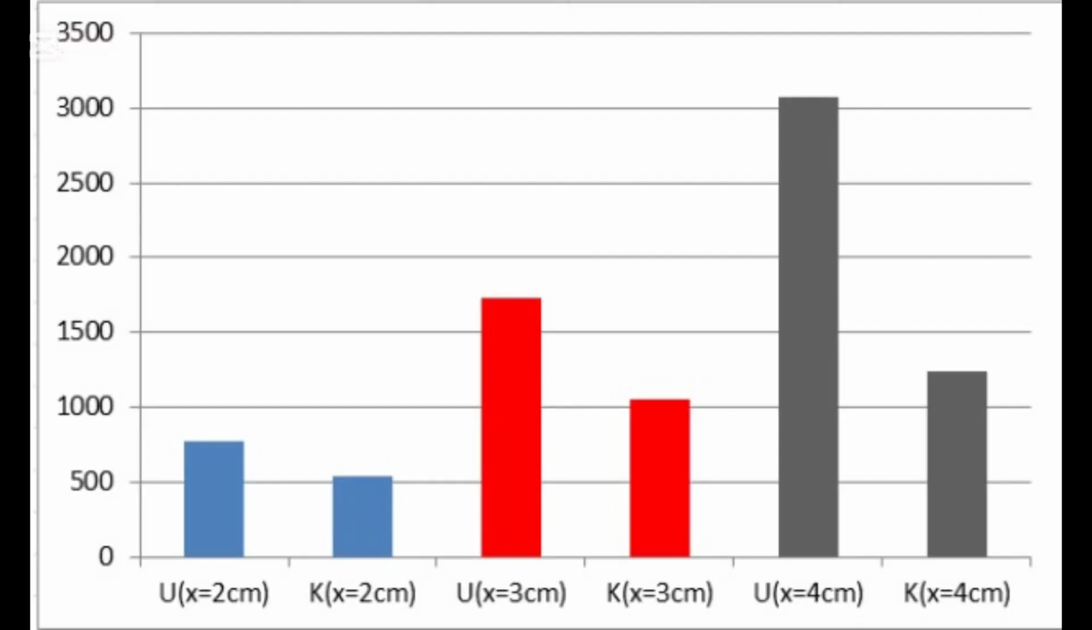I observed that increasing the compressing distance from 2 to 3 to 4 centimeters also increases the speed of the puck. It proves that elastic potential energy increases as the compressing distance is larger. As you can see in the bar chart, the elastic potential energy stored in the spring is not fully transformed into kinetic energy. There is energy loss.